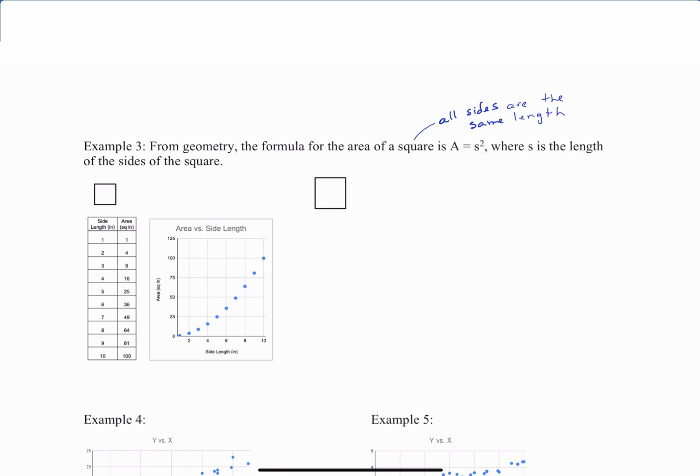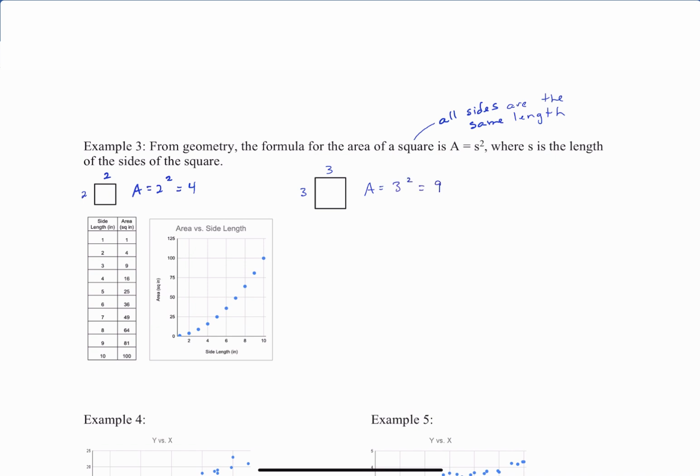And suppose you have a square that's got a height of 2 and a width of 2. Then we know the area is 2 squared, which is 4. Or suppose you've got a square that's 3 by 3. So all 4 sides have length 3. The area then is 3 squared, which is 9.